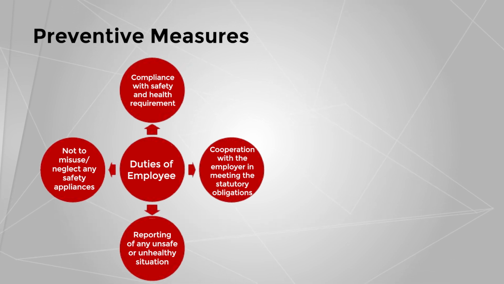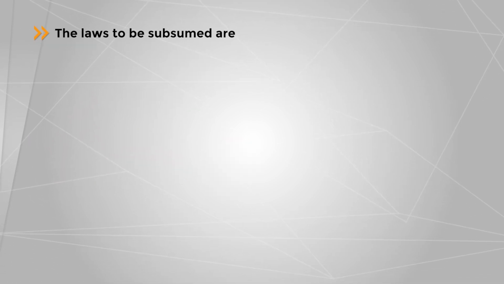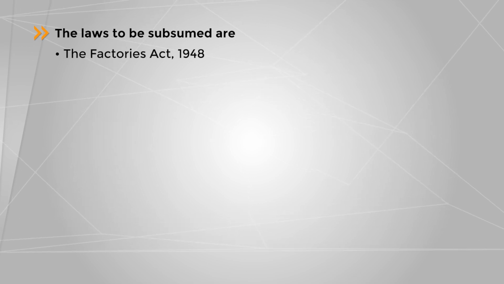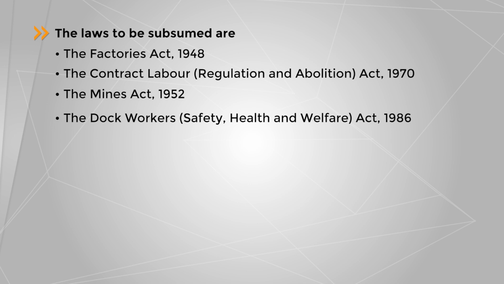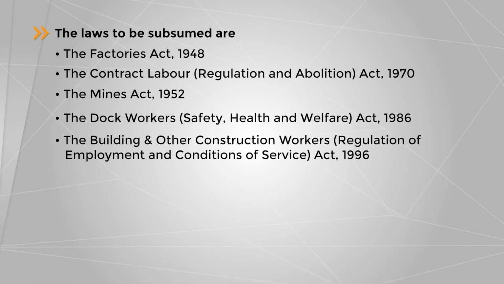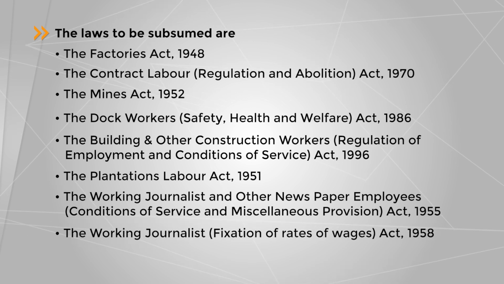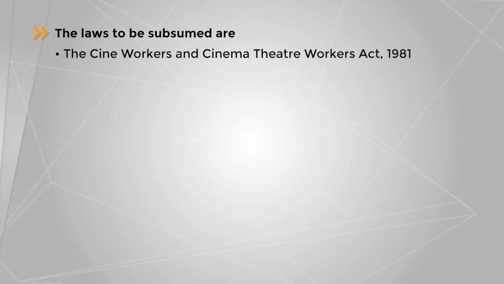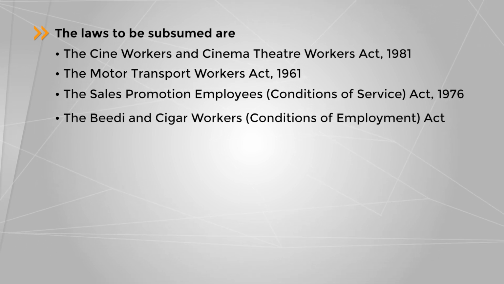And for that, people have to be educated and vigilant enough so that they can bring it up to the employer, bring it up to their fellow colleagues. When we talk about legislative measures, there are various laws like the Factories Act of 1948, the Contract Labour Act, the Mines Act, the Dock Workers Act, the Building and Construction Workers Act, the Plantations Labour Act, the Newspaper Employees Act, the Working Journalist Act, Cinema Theatre Workers Act, Motor Transport Workers Act, the Sales Promotion Employee Act, the Beedi and Cigar and Tobacco Workers Act, and various others.